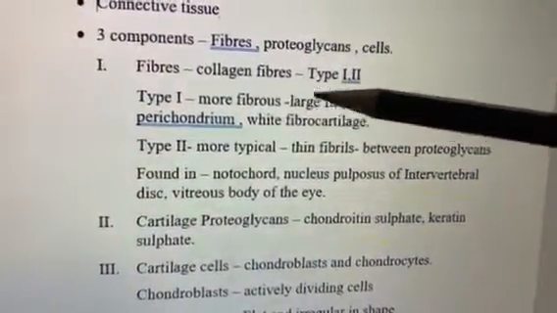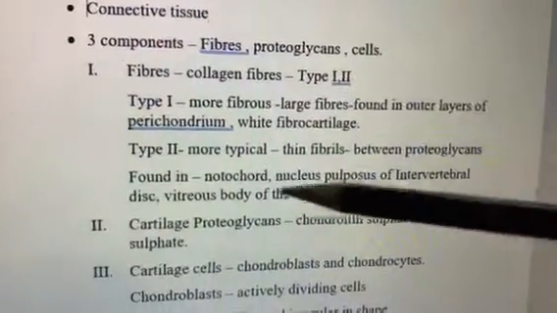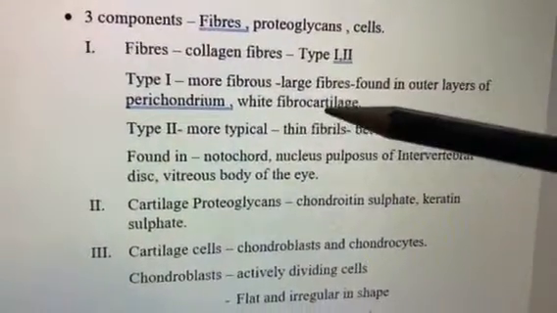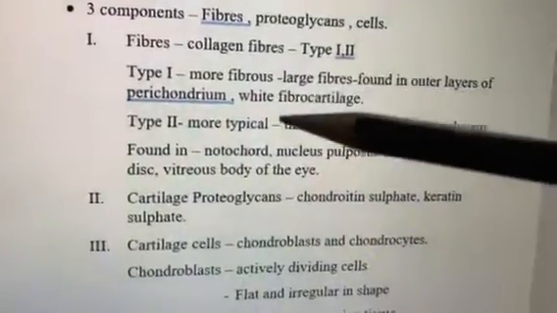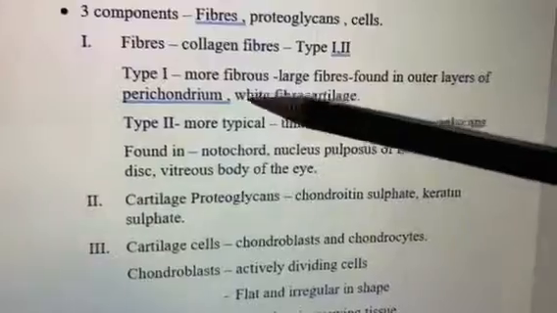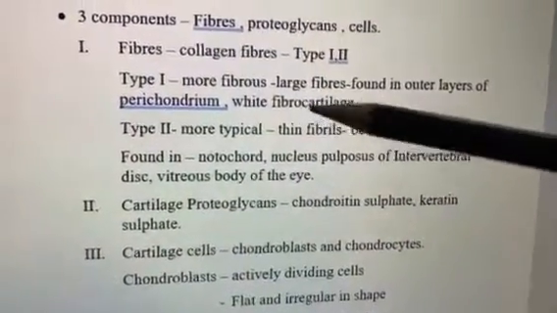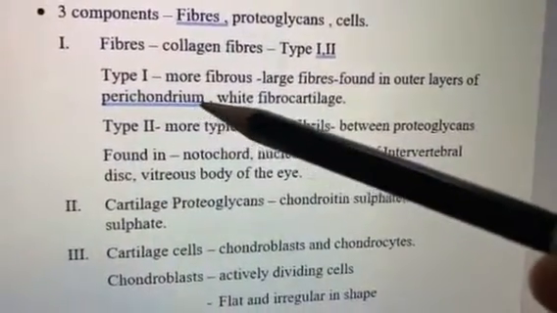In collagen fibers you have type 1, 2, 3 and 4. Here in the cartilage, we will see type 1 and type 2. Type 1 fibers you could see mostly where you want to have a tough tissue. So white fibrocartilage, where you can see in the disc, the strong areas, there only you could see the type 1 fiber. Another area is the outer layer of the perichondrium.